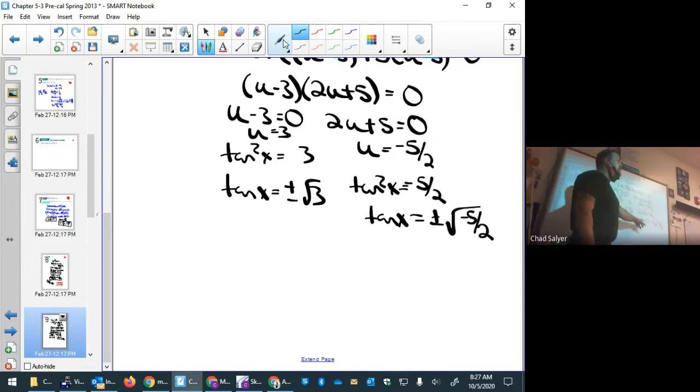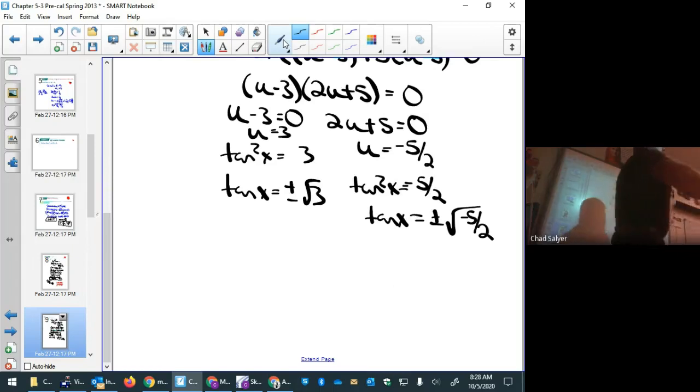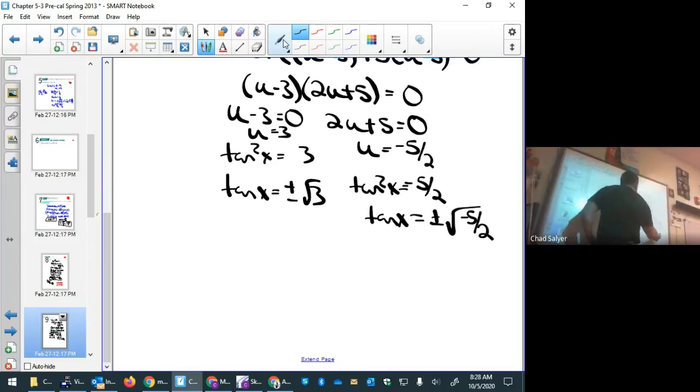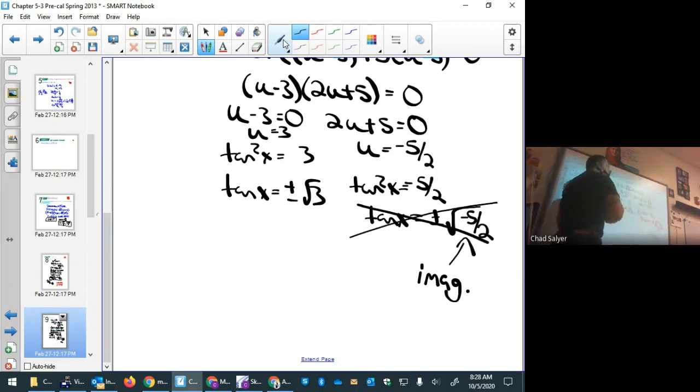Now I can disregard this result. Who can tell me why? The negative under a root, which creates what? What happens when I have a negative value under an even indexed root? Imaginary solutions. So imaginary solutions are invalid. There are no imaginary numbers on the unit circle. So I cannot find a solution on the unit circle or even in the realm of real numbers for that matter. So because this is going to result in an imaginary, I can disregard that part of the equation.